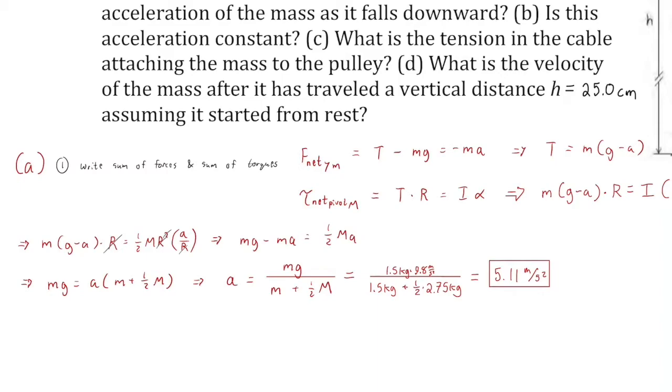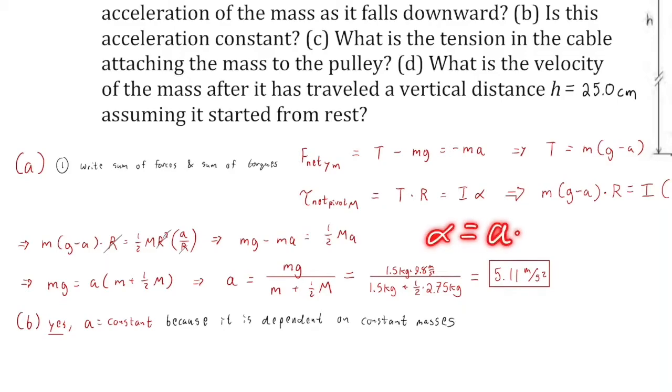Is this acceleration constant? Yes, absolutely, because the translational acceleration is constant, since it is dependent on constant masses. There's nothing changing in the system, nothing that is dependent on either angle or mass. And so we can clearly see that if a is constant, then so will alpha, because after all, alpha is just a divided by R. So both types of acceleration, the angular and translational, in this problem are constant.